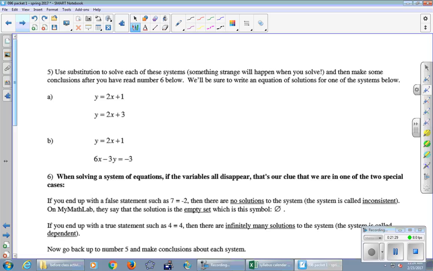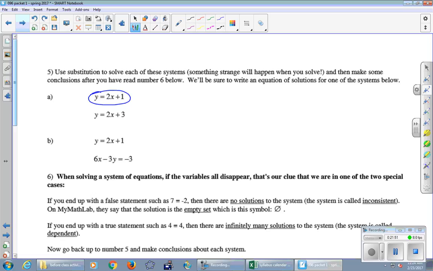So let's give it a shot. Part A. So here are our two equations. We're going to do substitution. Remember, with substitution, the first step is to solve one equation for one letter. Good news for us is this is already done. For example, the first equation is already solved for y. Okay, so that's good. And then we're going to substitute that into the other equation.